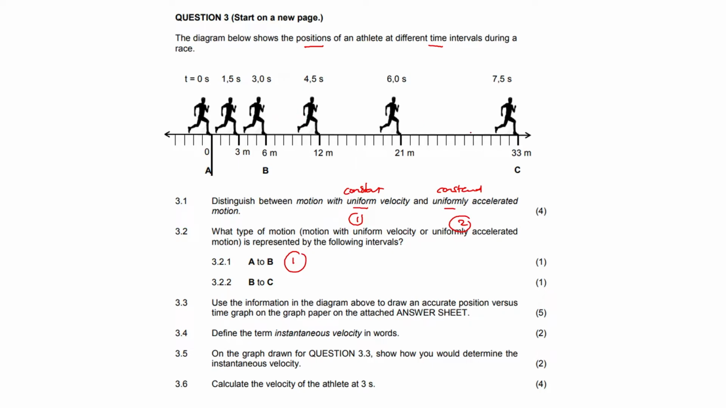3.2.2, we see B to C. So it's one athlete, right? There he's running constantly, but there he's picking up the pace. He's running at a uniform acceleration. So there we have uniformly accelerated motion.